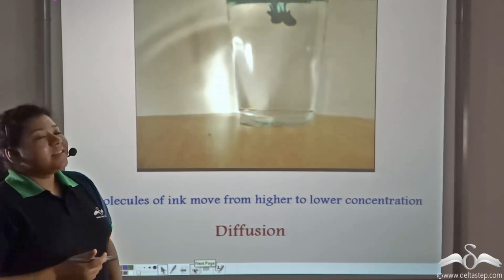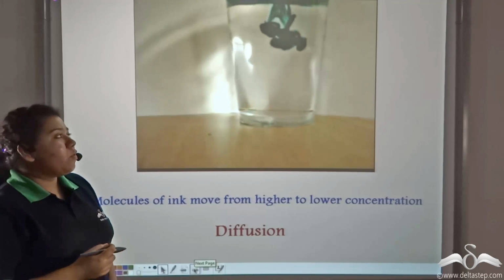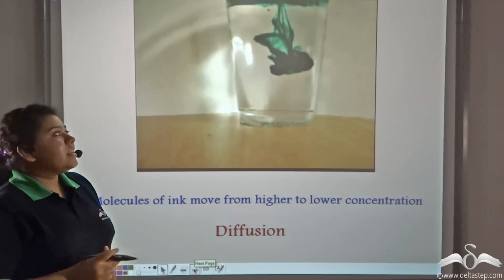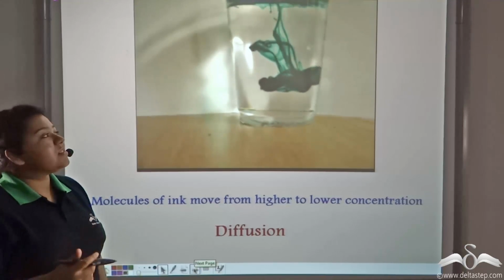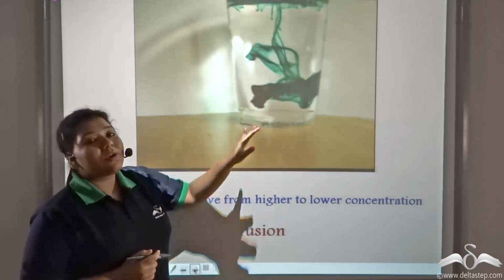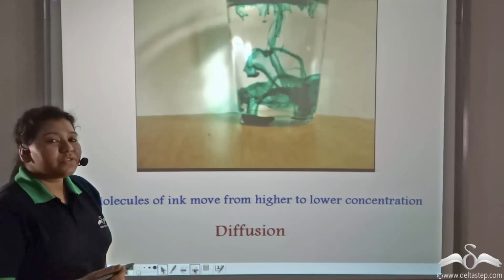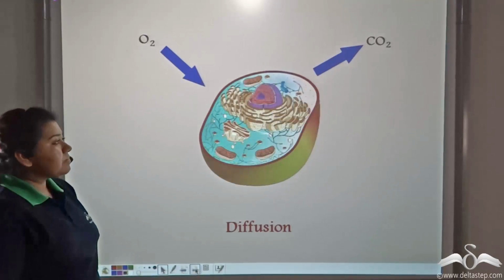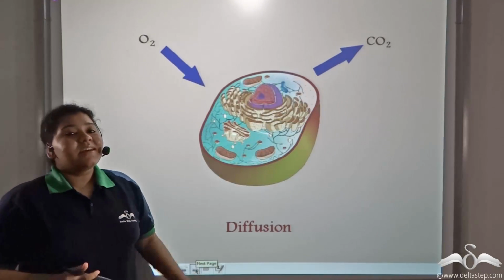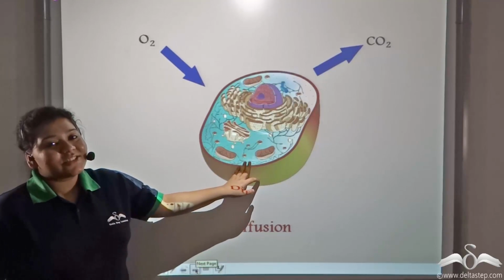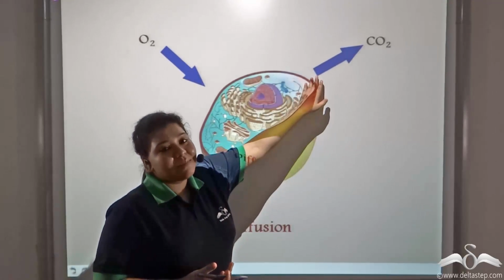Now, if you suspend a drop of ink in a water glass, then ink travels from high concentration of ink to low concentration of ink, and this process is known as diffusion. So through diffusion, cells take up oxygen and give out carbon dioxide.